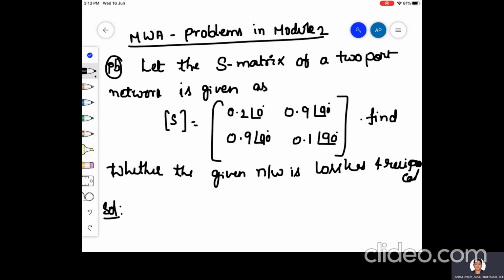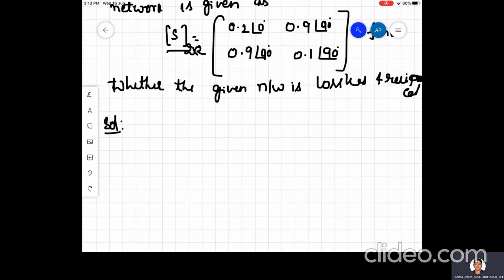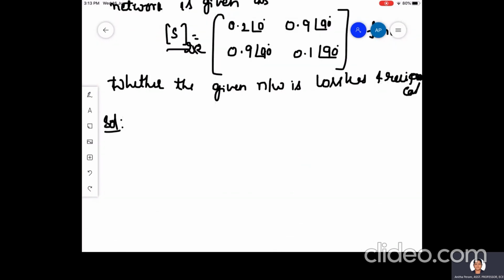Let us consider the S matrix of a two-port network, which is given here. It is a 2 cross 2 matrix, of order 2 cross 2. You can observe we have 4 components, S11, S12, S21 and S22. They're asking you to find whether the given network is lossless and reciprocal. So to find that, first we need to observe from the properties.